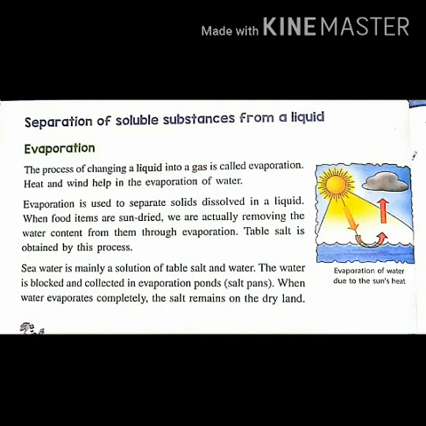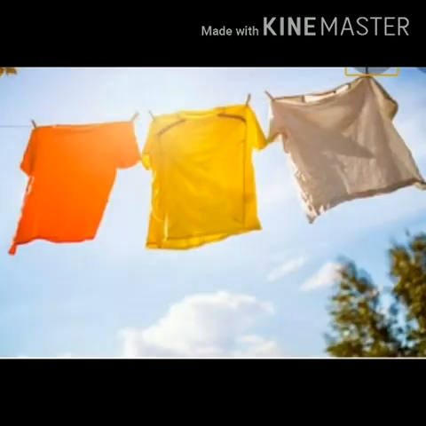So now, what is this evaporation? It is a process of changing a liquid into a gas, and the factors that help in this process are heat and wind. Some of the daily life examples of this process are drying wet clothes under the sun or, on a rainy day, under a fan, as wind also helps in evaporation.